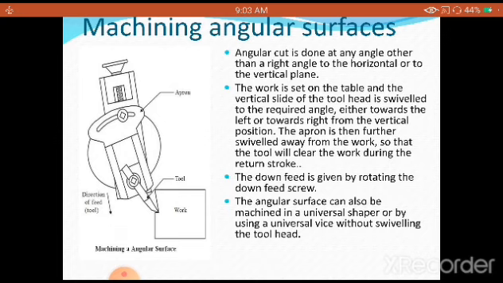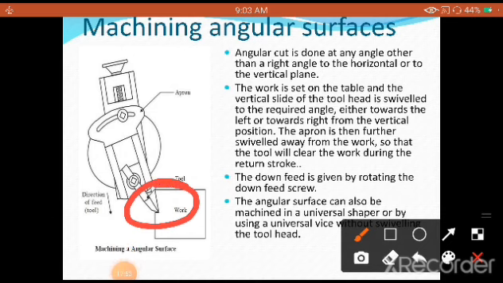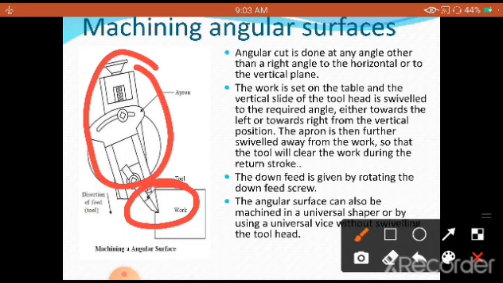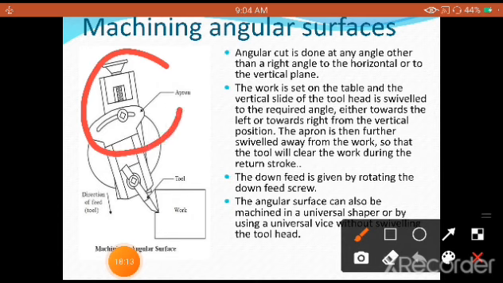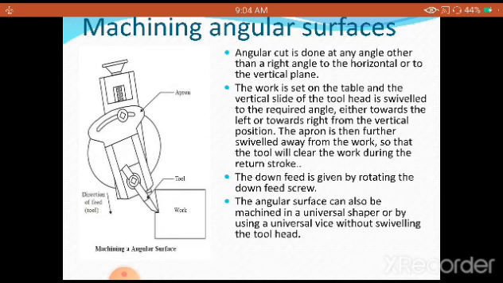Angular cut is done at any angle other than a right angle to the horizontal or to the vertical plane. As you are going to see, I wanted to cut a certain angle on the surface of a workpiece here. In such conditions, the adjustment will be made similar to what we have discussed previously. Only a certain angle is considered here. The work is set on the table and the vertical slide of the tool head is swiveled. This entire portion is getting swiveled, considered with respect to the ram surface. A certain angle is given, either towards the left or right from the vertical position.